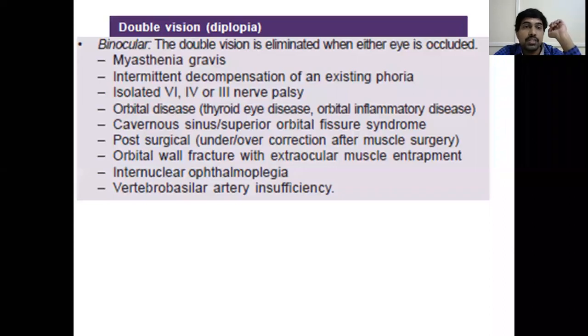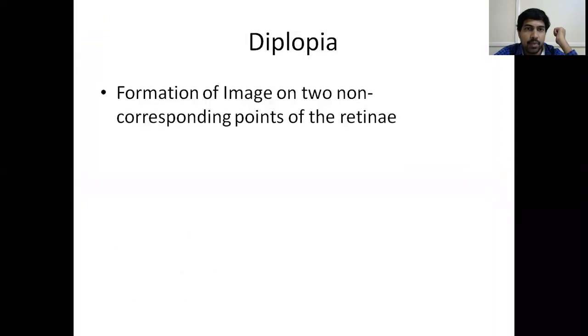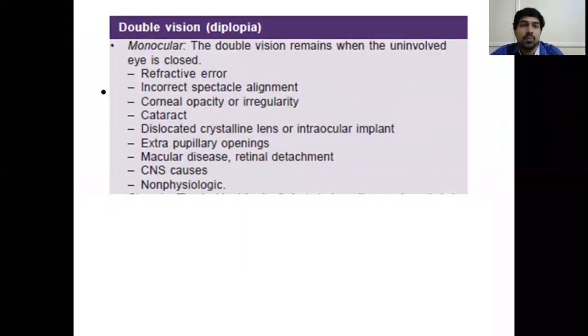If you want to appreciate diplopia, put a finger on your eye and press this eye slowly and gently, and you'll be seeing two images of the screen. So that is diplopia. If there is any tumor pushing this eye, or if there is a paralysis and this eye is not moving, then you get binocular diplopia. Decentered spectacles and anisometropia also could be causes of binocular diplopia. The causes of monocular diplopia, they will be asking you in your Viva.